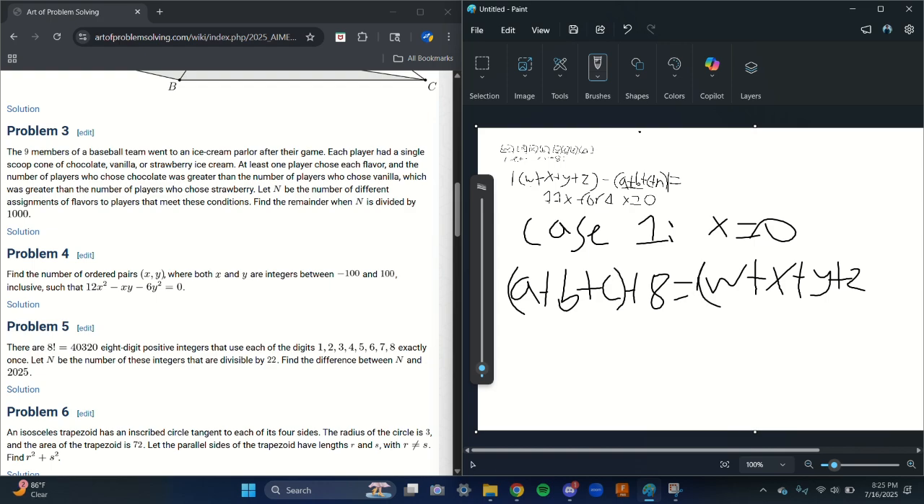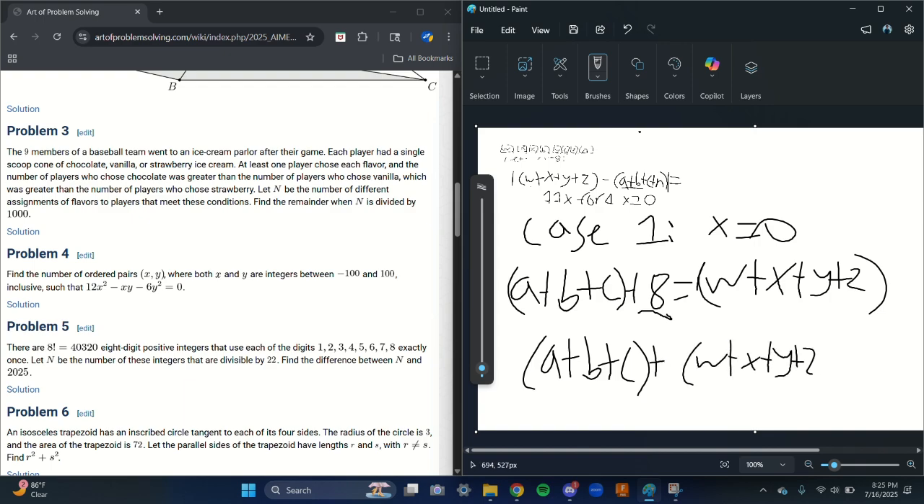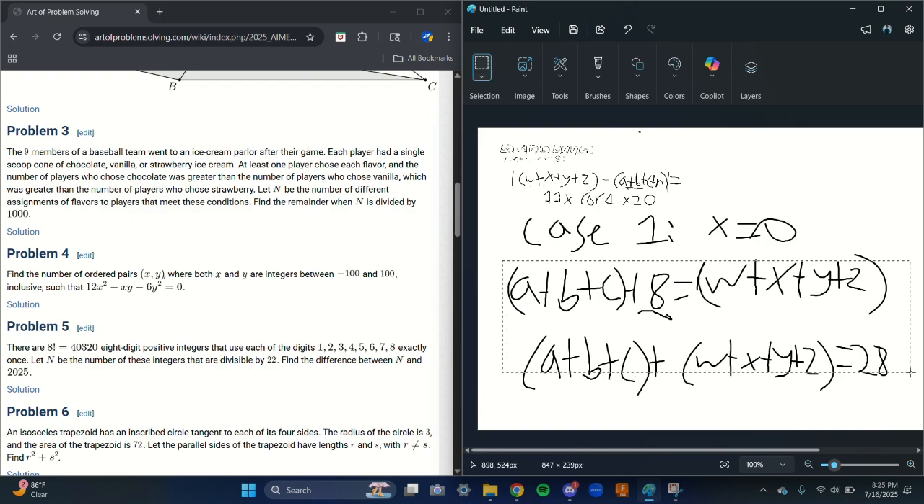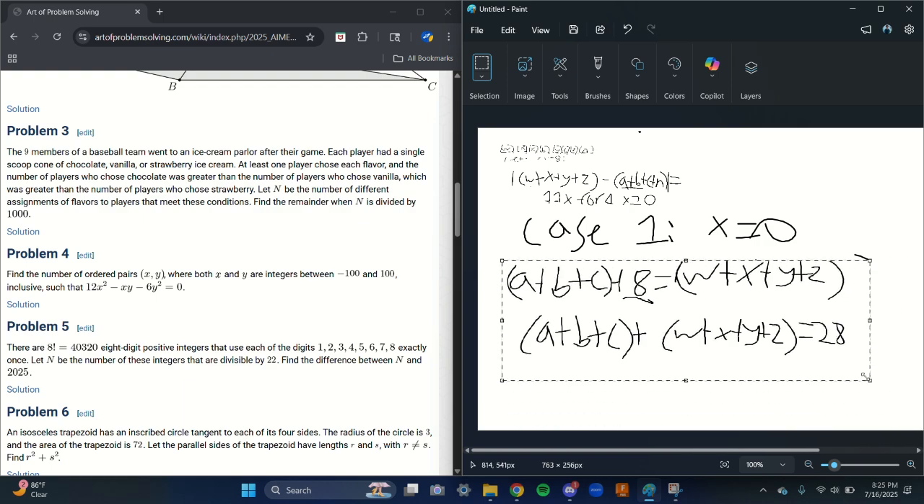So let a plus b plus c be one variable, and w plus x plus y plus z be another variable. Since we know that n equals 8, we know that a plus b plus c plus w plus x plus y plus z equals 28. And why is it 28? Well, it's just the sum of the first 8 numbers minus n, which is 8. So that's 36 minus 8, which is 28. And so now we have a system of equations here. We can solve for a plus b plus c and w plus x plus y plus z.